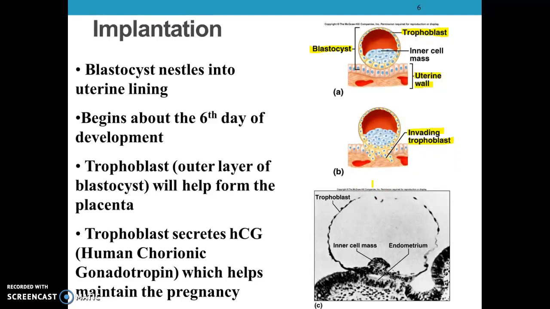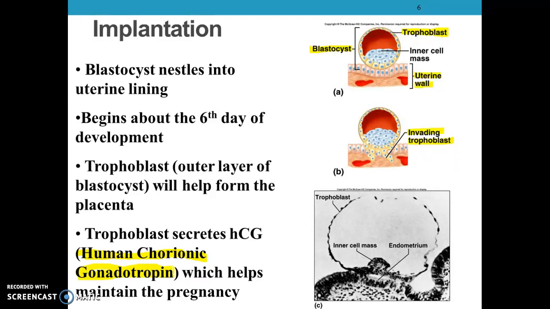But here's another really big important thing that it does. The trophoblast secretes a hormone called HCG, and I would know what that means. There's a lot of hormones in these two chapters, reproduction and growth and development, so keep track of those. HCG is human chorionic gonadotropin. All right, human chorionic gonadotropin helps maintain the pregnancy.